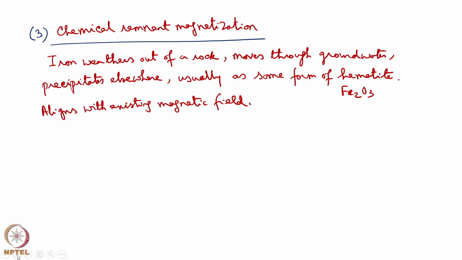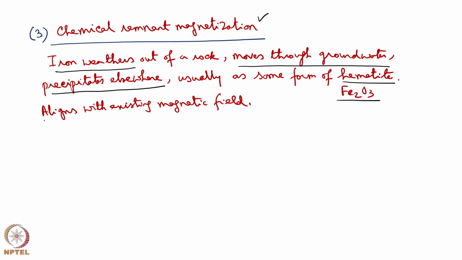We now look into the chemical remnant magnetization. Here, consider a case that iron weathers and moves through groundwater in a dissolved phase, and then it precipitates elsewhere. When it precipitates, usually in the form of hematite, Fe2O3, this hematite aligns with the existing magnetic field. If it was a reverse magnetic field, it acquires a reverse magnetic field.